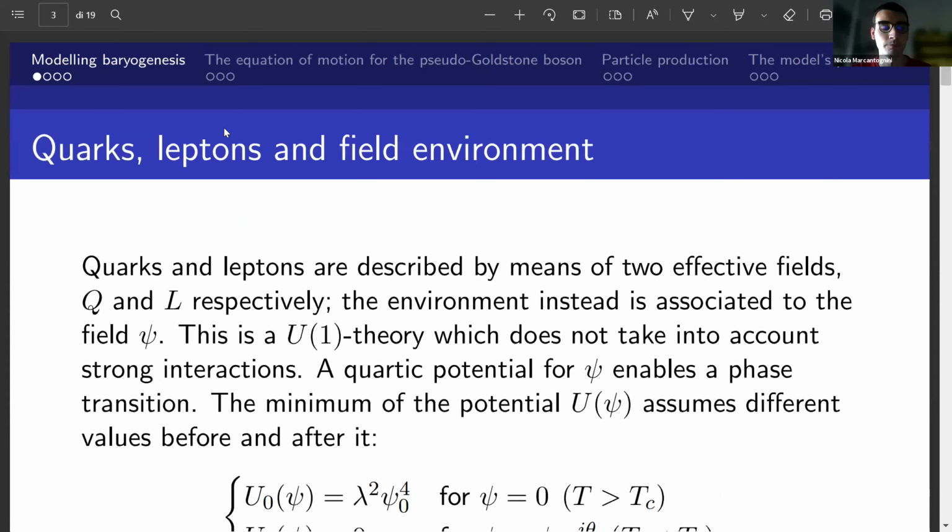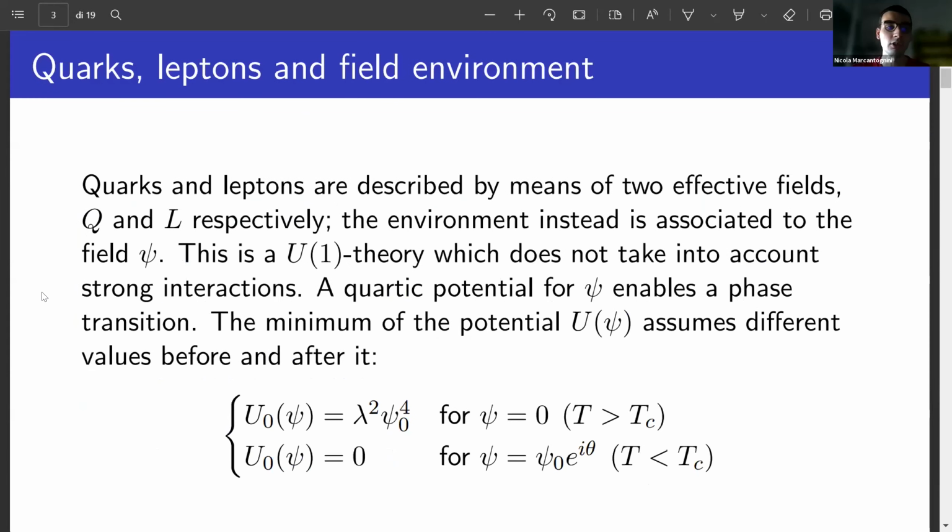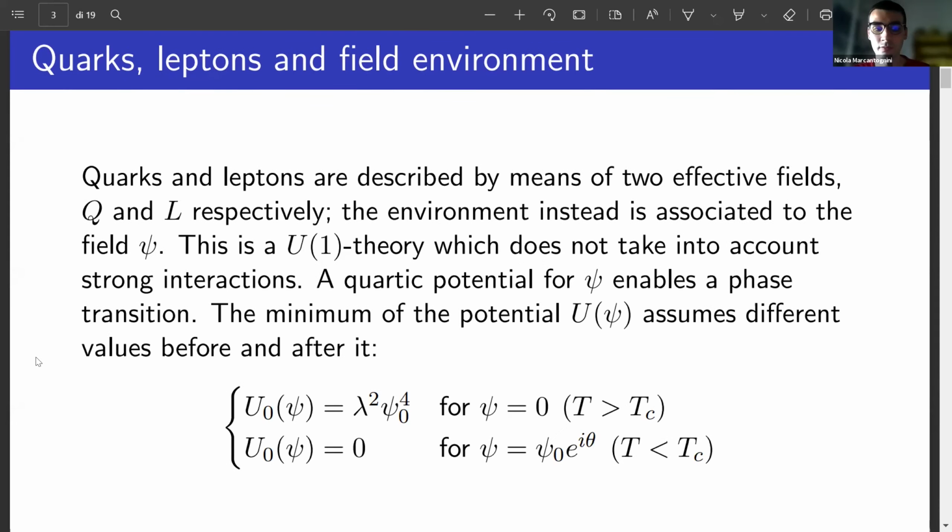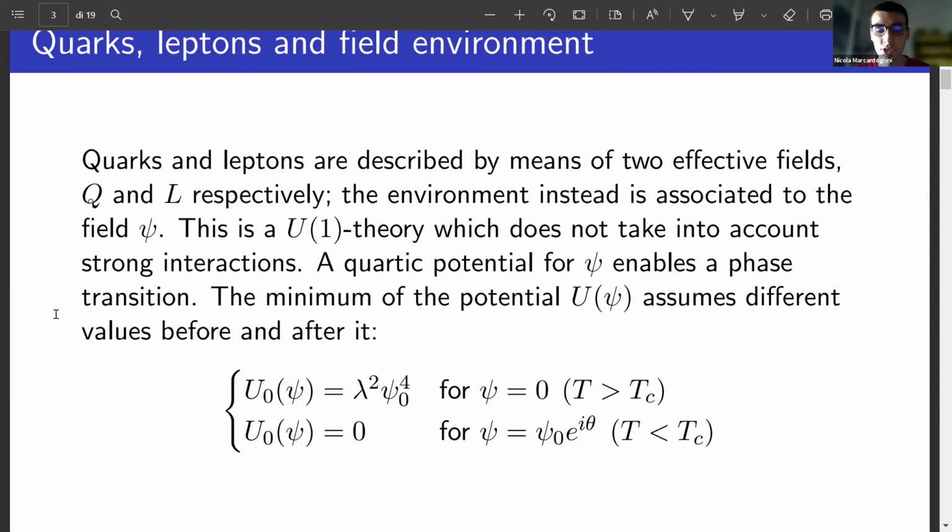So, first of all, quarks and leptons are described by means of two effective fields, Q and L, while the environment is associated with a classical field psi. This is a U(1) theory, which does not take into account strong interactions. We are aware that in this way we are just treating a simplified model, and of course a generalization will be needed in the future. Anyway, the quartic potential for psi enables a phase transition. The minimum of this potential assumes different values before and after the phase transition. Before, that is for T greater than the critical temperature T_C, the minimum is different from zero, while for T less than T_C, the minimum is zero, and it occurs for psi equal to psi naught times a complex exponential.